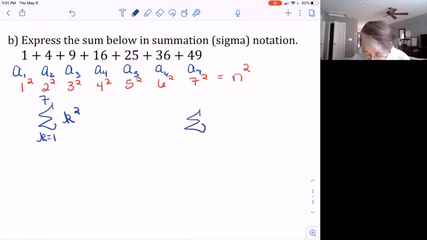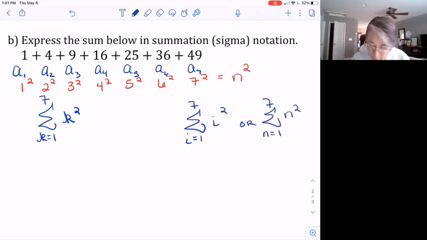Now, you may see some summations where they use i, so don't confuse this with complex numbers. It is purely context. If you see it within the sigma, then it's not a complex number. So you might see it like this, i squared, or they might actually use the n. n goes from 1 to 7, n squared. So it's not always k. If you're doing your homework, be sure you're paying attention to whether they're using k, i, or n in that formula.